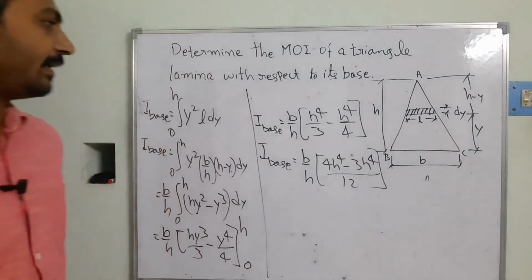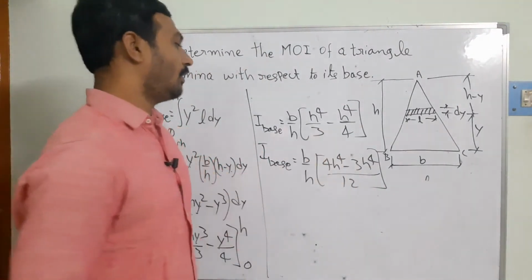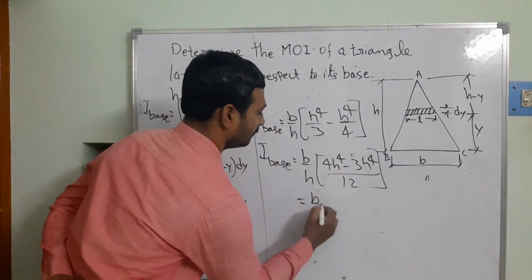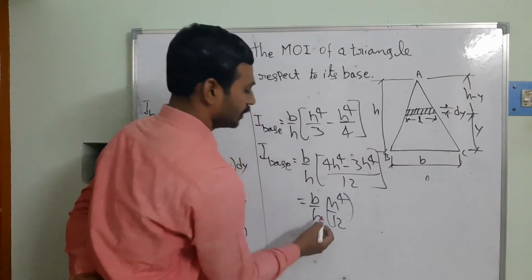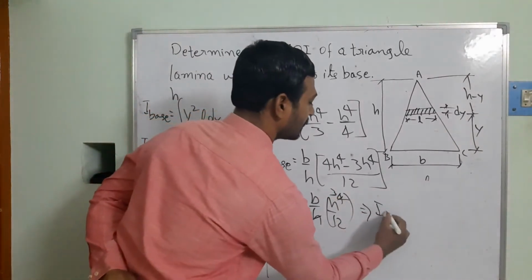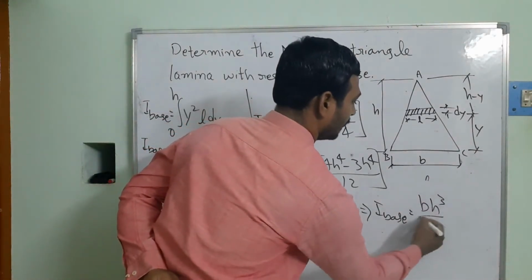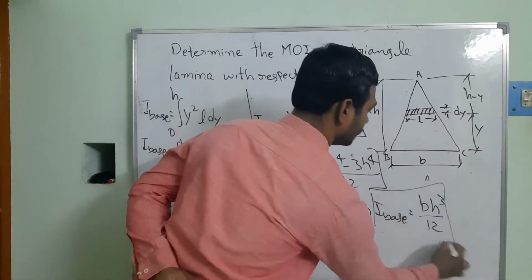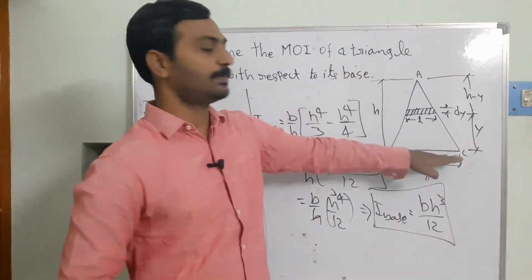So once it is there, 4h to the 4 minus 3h to the 4 is going to be b by h, h to the 4 by 12 we are getting. So then h is going to be cancelled with the 3 times. So finally I am getting I base is equal to bh cube by 12, I got it. So this way we are going to be calculating the moment of inertia with respect to the base.